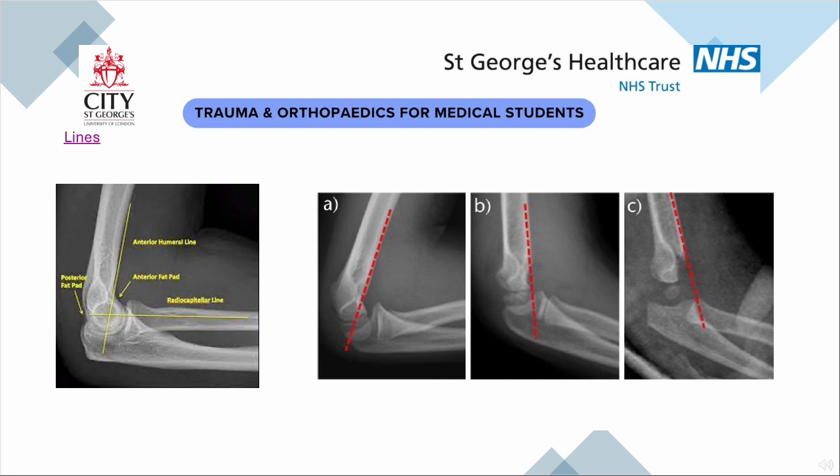The other line that is helpful is the radiocapitellar line, and that's a line along the radius which should intersect with the capitellum, and that's quite a helpful line when children have a dislocated radial head to help you pick that up.